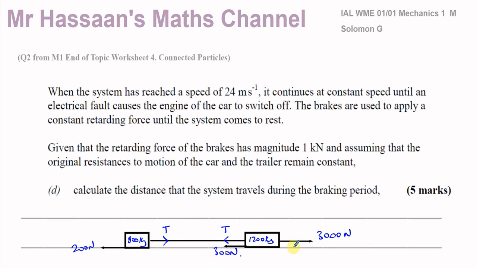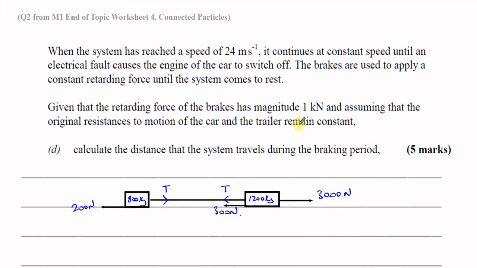Now moving on to part D, it says, when the system has reached a speed of 24 meters per second, it continues at this constant speed of 24 meters per second until an electrical fault causes the engine of the car to switch off. The brakes are used to apply a constant retarding force until the system comes to rest. Given that the retarding force of the brakes has a magnitude of 1 kilonewton, and assuming that the original resistances to motion of the car and the trailer remain constant, calculate the distance that the trailer travels during the braking period. Okay, so now there's going to be a change here.